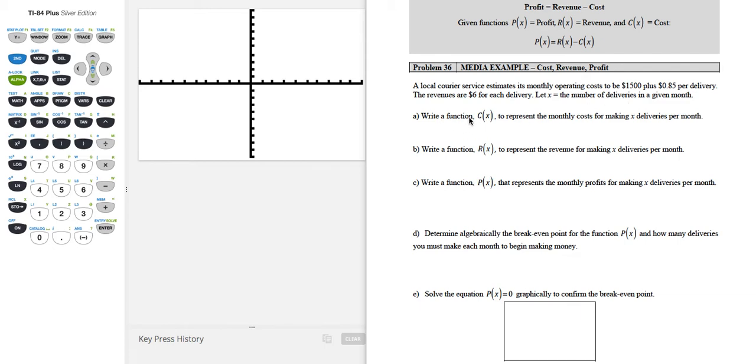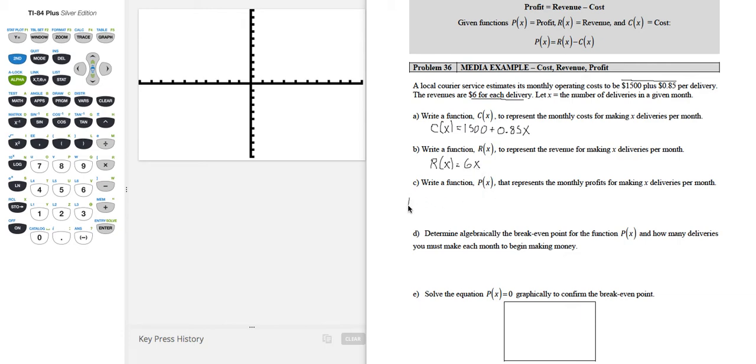So part A, we want to write our cost function. The values here, 1,500 plus 0.85, are the values associated with cost. So we're going to write our cost function as our base cost, which is $1,500, plus 0.85 times each delivery, so 0.85x. Our revenue, we're told $6 for each delivery is how much we make. So revenue is 6x.